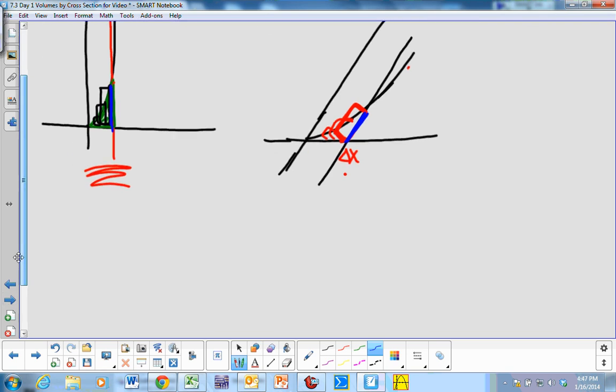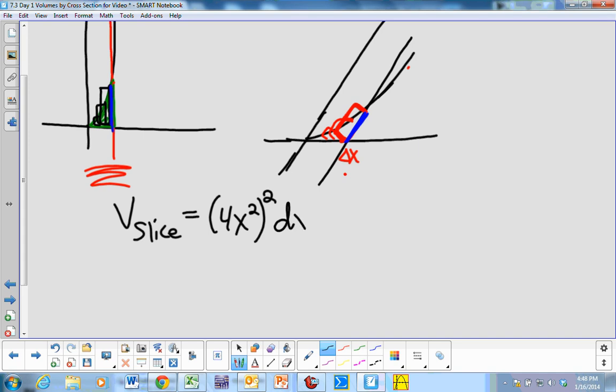So that means the volume of a particular slice is going to be the area of a square, which is 4x squared is the length of one side, and then you have to square it because it's a square, times your dx. Well, if I want to find the actual volume, the true volume, then I have to add up infinitely many of those and let the slices get thinner, just like we did with area with rectangles.